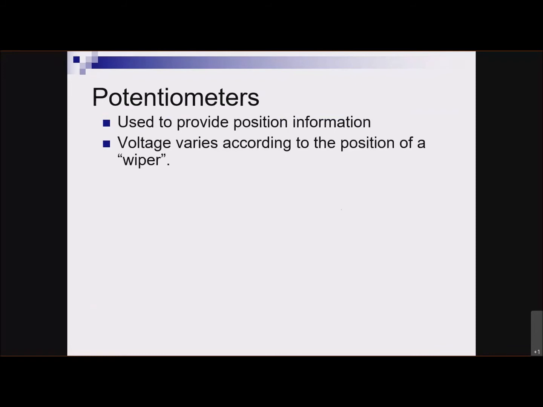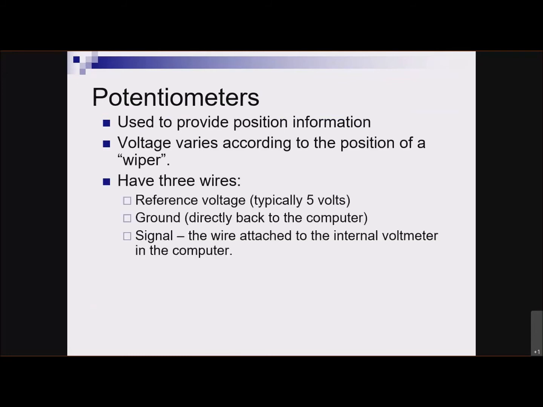The voltage coming off of this varies according to the position of what they call a wiper. This is the movable part inside the potentiometer. They have 3 wires, typically a 5-volt reference. And you should be noticing a pattern here, right? The computer systems, not just in cars, most of them use 5 volts as their reference. If you look at a USB port on a computer, you're going to find that's 5 volts. So using 5 volts is a very industry-standard electronic practice.